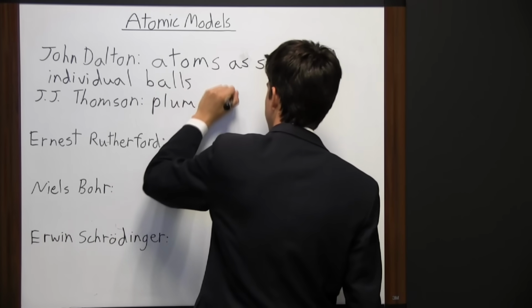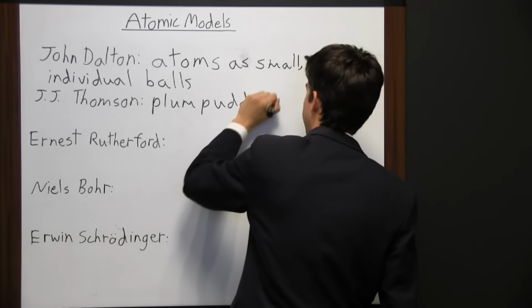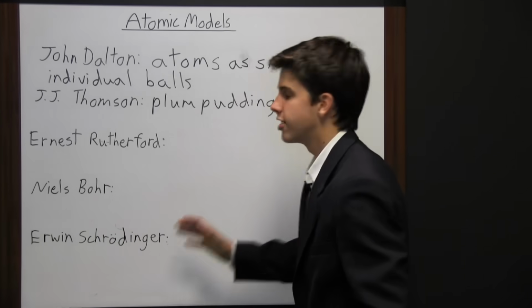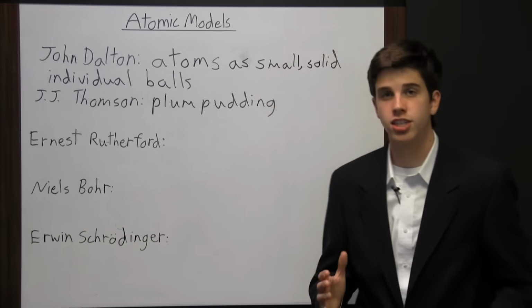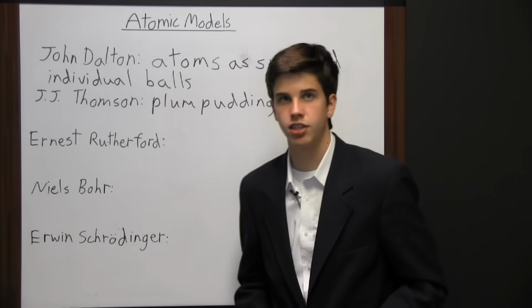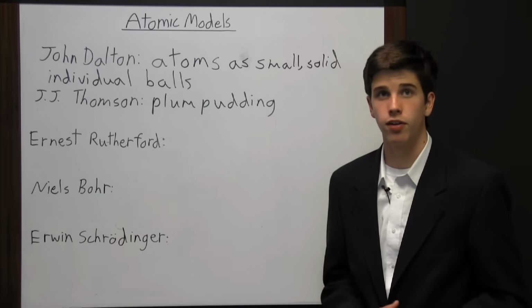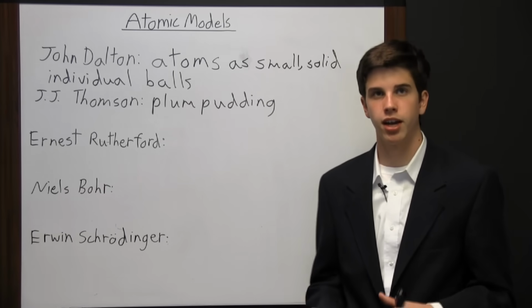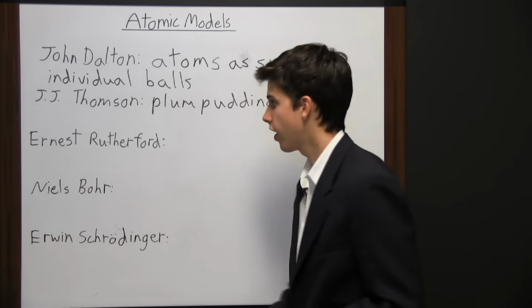Now, today, we don't accept the plum pudding atomic model as accurate, but it did get the atomic model on the right track to being accurate. Upon discovering the electron, J.J. Thomson came up with this plum pudding model. Like raisins in an amorphous pudding, electrons were embedded in a positive sphere, or so he thought.